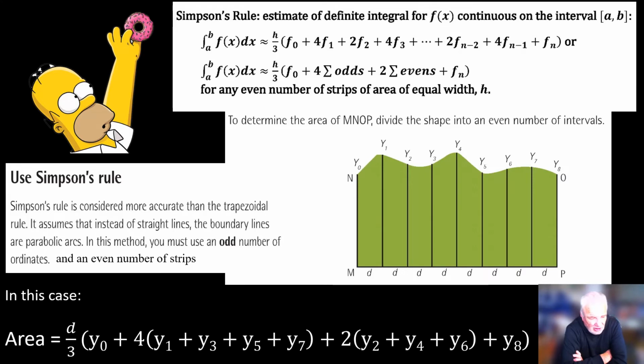Most important. So this is considered more accurate than the trapezoidal rule, as I think I've said. And instead of straight lines, it goes with parabolic arcs. So in this one here, for Simpson's rule, you need an odd number of ordinates. So that's 0 through 8. That gives you an odd number of those, and an even number of strips. And you'll see there's 8 strips there to work that one out. So yeah, that's sort of the theory, I guess.